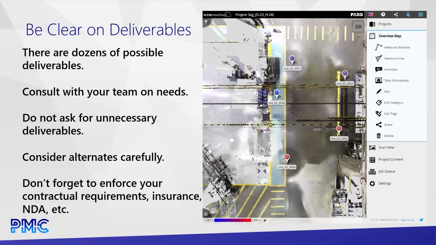What kind of web viewer do you need? What kind of walkthroughs are you going to do? Are you using this to show off the property? How many user accounts do you need?